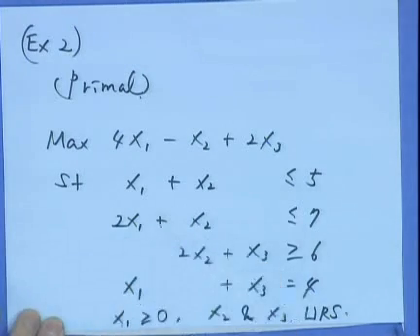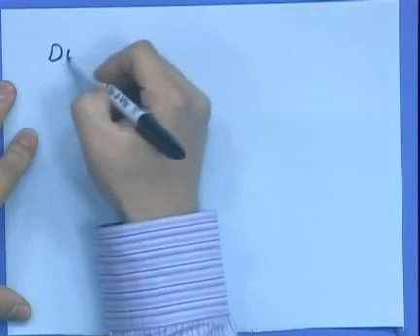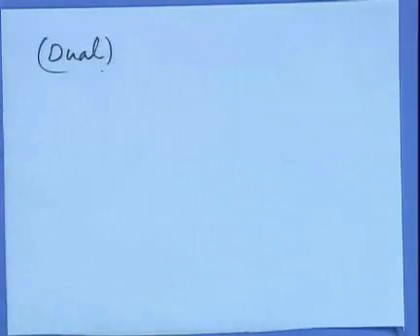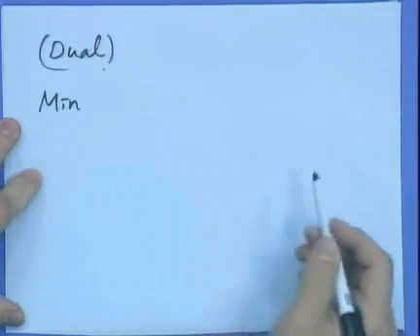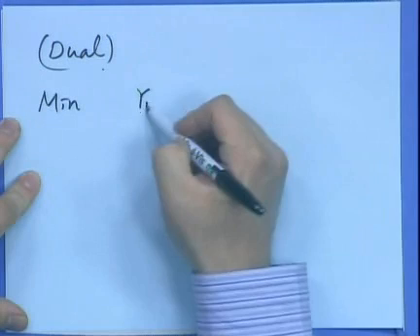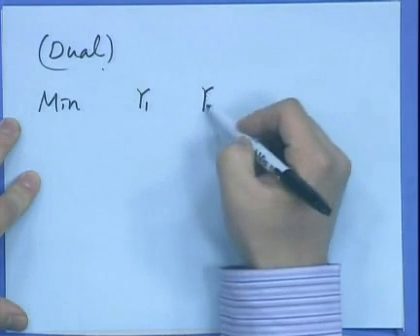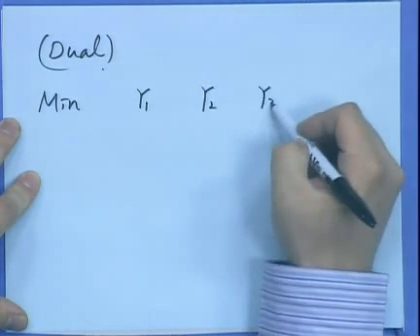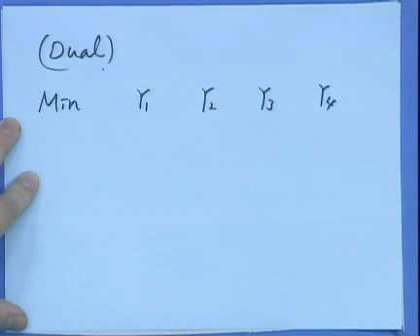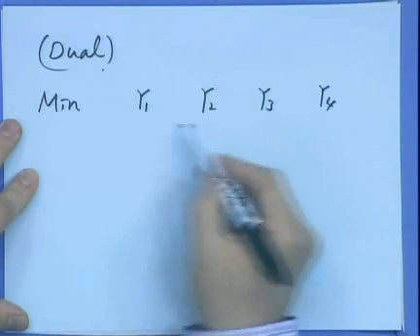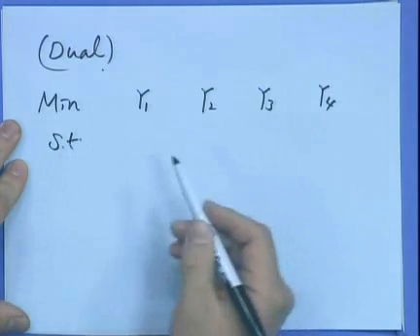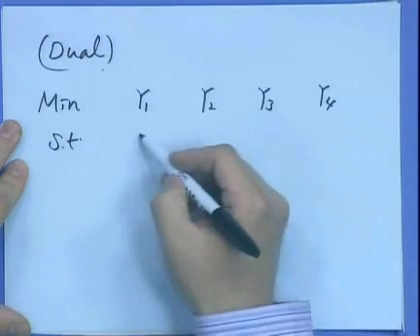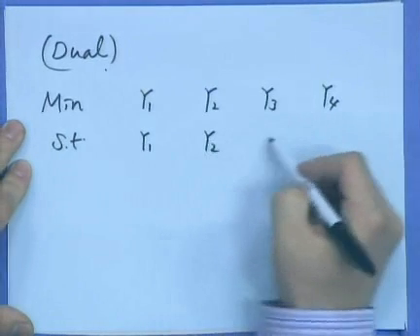And so if I say y is the dual variable, then our dual problem would have y1, y2, y3, and y4, right? Because we will have 4 decision variables in the dual problem. And I said we will have 3 constraints in the dual problem.